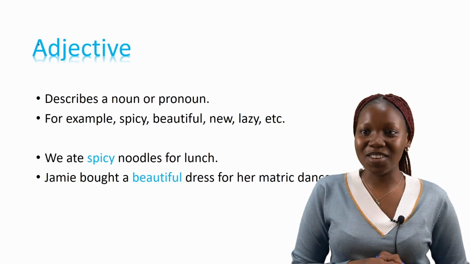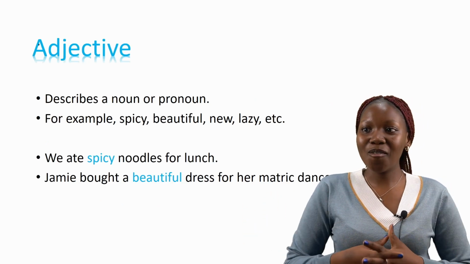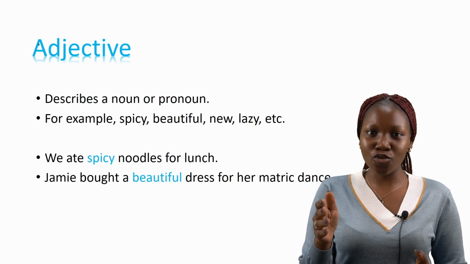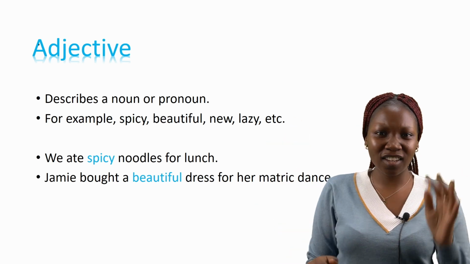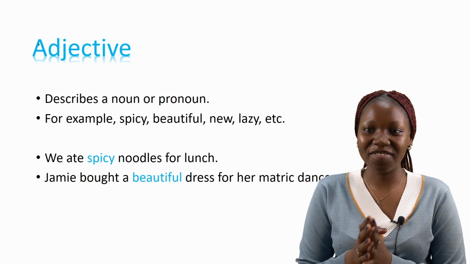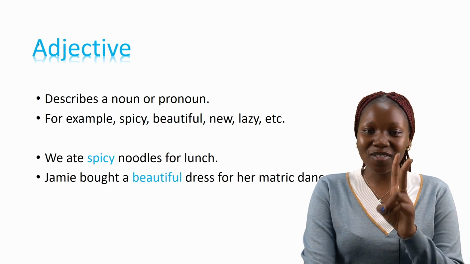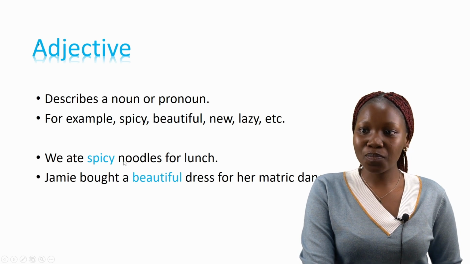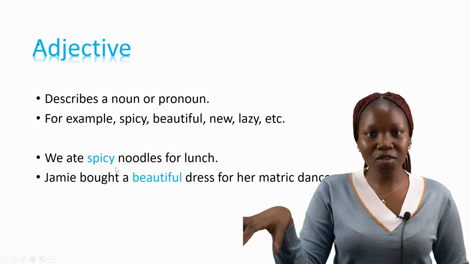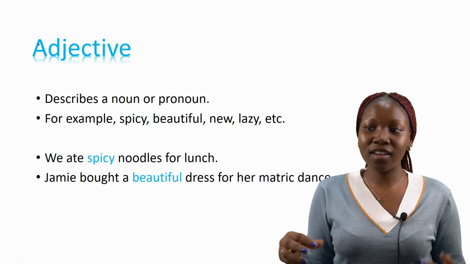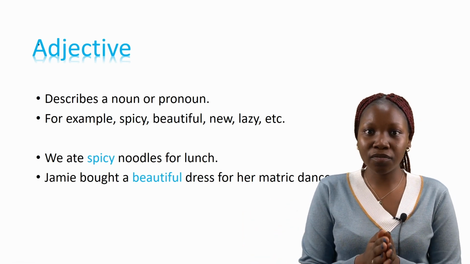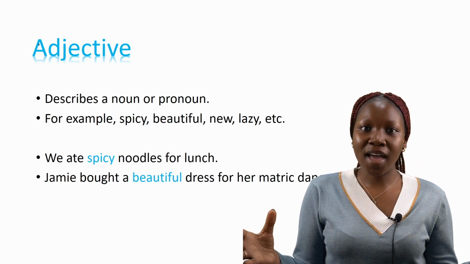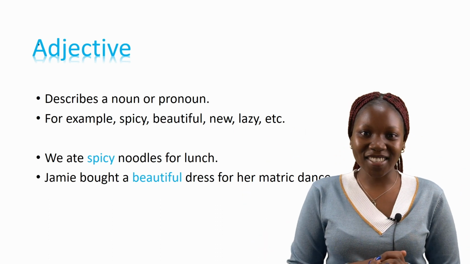The next one, adjective. An adjective describes a noun or a pronoun. For example, we have spicy, beautiful, new, lazy. Then we can have old, shabby, rickety, all that jazz. So we have 2 sentences. We ate spicy noodles for lunch. Spicy describes the noodles. Jamie bought a beautiful dress for her matric dance, and beautiful describes the dress, which is the noun. Adjectives, I would like to think of them as words that add color to your sentence.